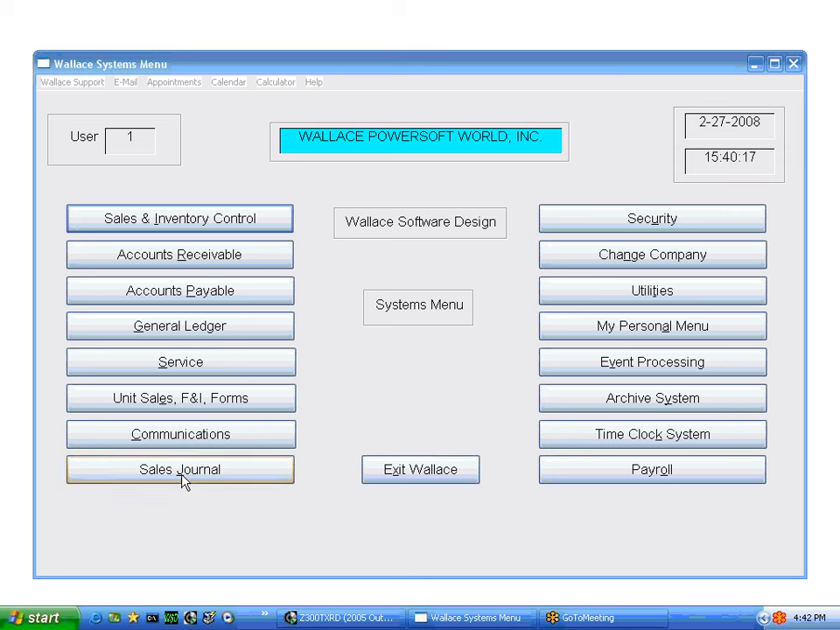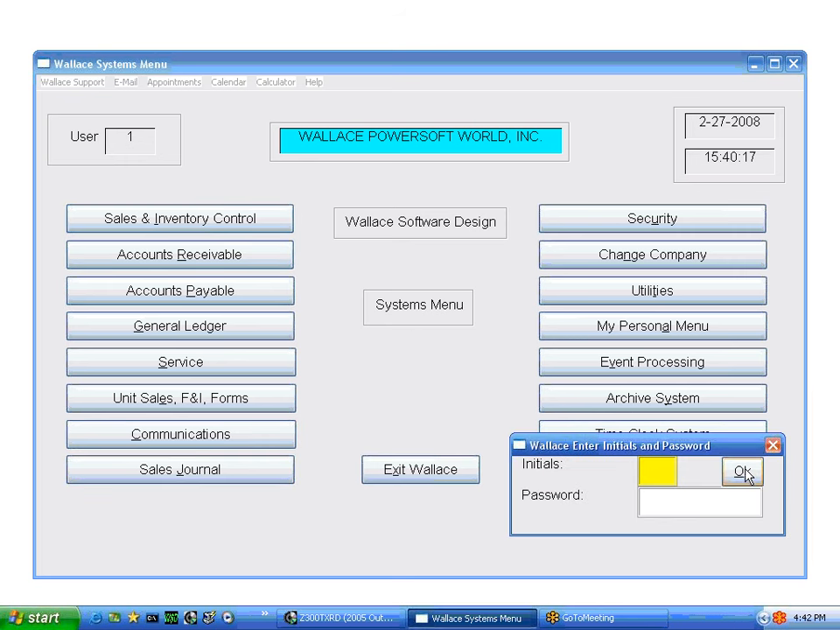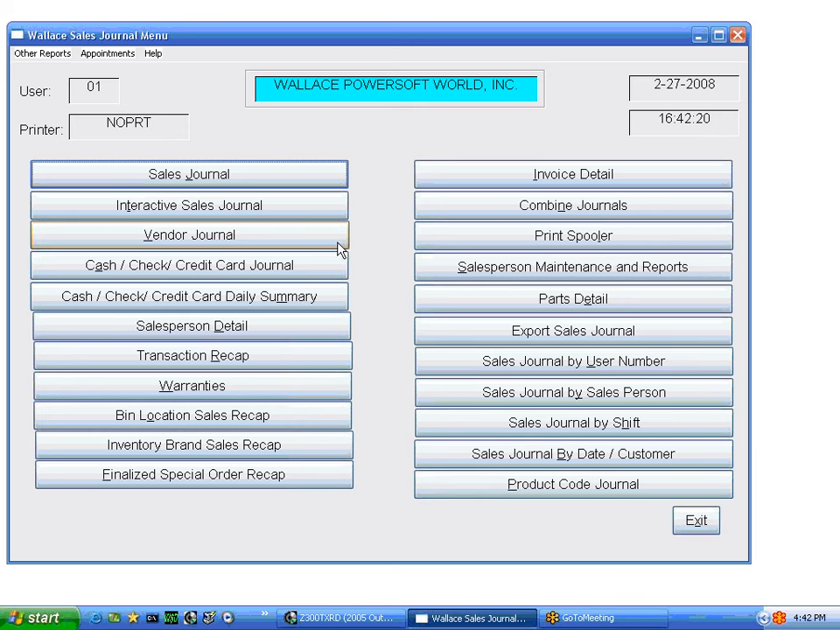Okay, sales analysis report. First thing we want to do is go into sales journal. It's going to ask you initials and passwords. At some point in time before you go live, you'll want to enter the security system and set up your employees on who can get in here and who can't. There are many valuable reports in the sales journal. We're just going to be going over 3 reports that you may want to be looking at on a daily basis.